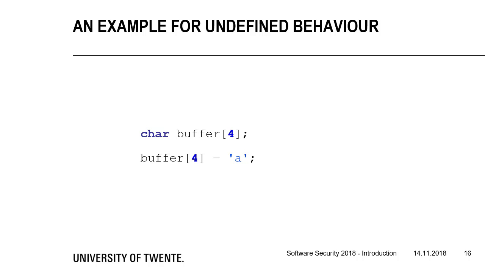For example, we have this piece of code here in C, which declares a buffer with 4 elements, and then you're trying to assign something to the element with index 4. But a buffer with 4 elements has just indexes 0, 1, 2, and 3. So what happens when you assign something to element 4 of that buffer is totally undefined. Which means anything might happen. And what usually happens is that your memory gets corrupted.